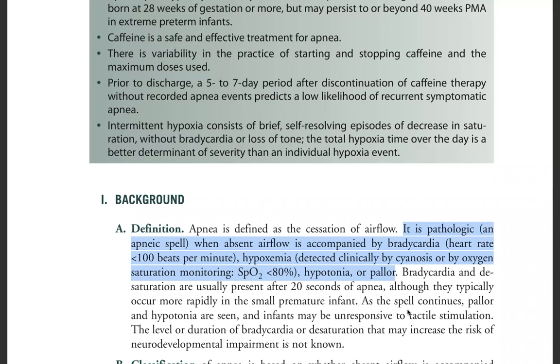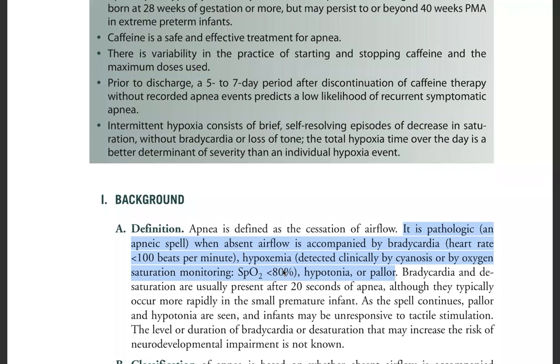Lastly, as the spell continues, if you have not monitored the baby, who is continuously having apnea, later he may present with hypotonia, that is, not responsive, not moving, and then pallor can occur. Pallor and hypotonia are the last manifestations, and the infant may remain unresponsive to tactile stimulation. Initially, when there is cyanosis and desaturation, it may respond to tactile stimulation. When the baby goes into hypotonia and pallor, it is already in an advanced stage and will not respond to your tactile stimulation.